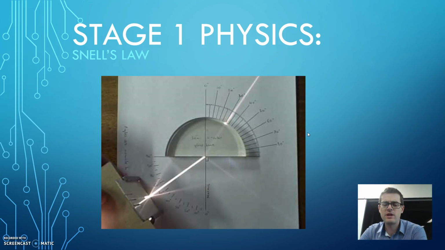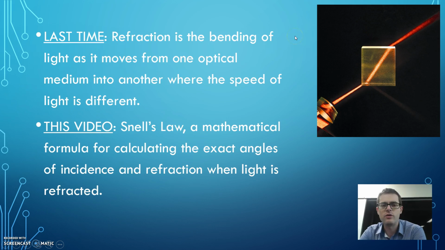Okay, this video is going to look at something called Snell's law, which is an extension of the stuff we've been doing so far on refraction. Now you remember from last time that refraction is how light bends as it moves from one optical medium into another if the speed of light is different in that new optical medium. So for example, if something passes from air into water, the speed of light in water is less, so it will slow down, and as it slows down, it will be refracted or bent as it passes through.